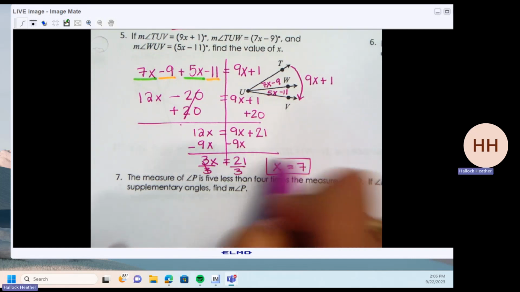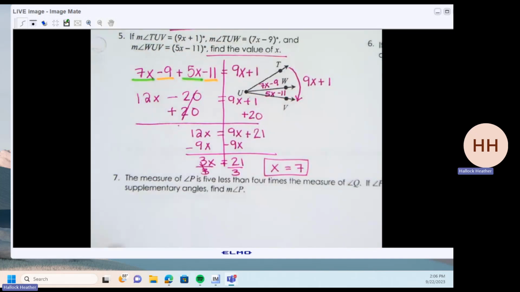Since it just wants x, it says find the value of x. I'm done with question 5. If it said plug it back in, I would have to plug it back in.